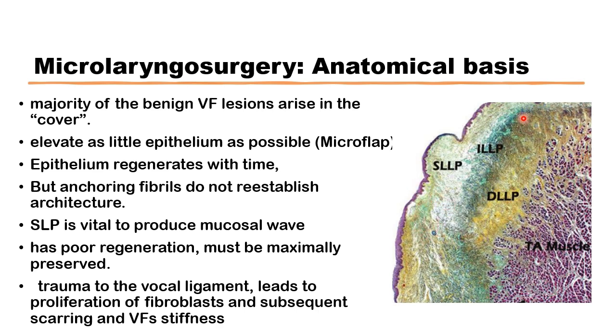The other thing is the vocal ligament, formed of the deeper parts of the lamina propria, the elastic and the collagenous fibers in the lamina propria. If traumatized, they would induce proliferation of fibroblasts and subsequent fibrosis in the area, and this would cause scarring and vocal fold stiffness and can affect phonation.